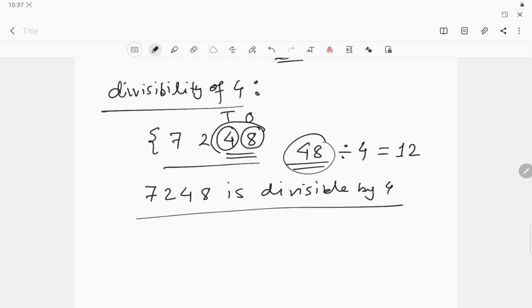Since the last 2 digits are 48, so the number is 48, and 48 is divisible by 4, so you can say the number 7248 is divisible by 4. So this is the way to check it is divisible by 4 or not.